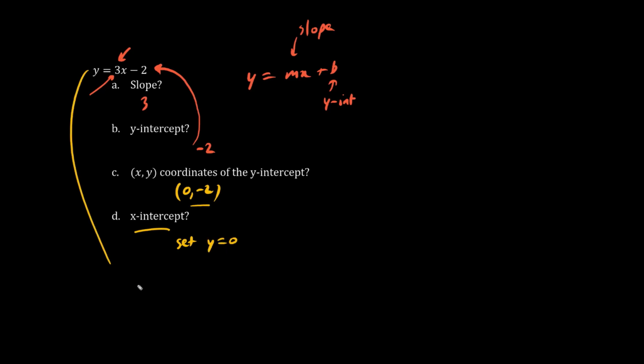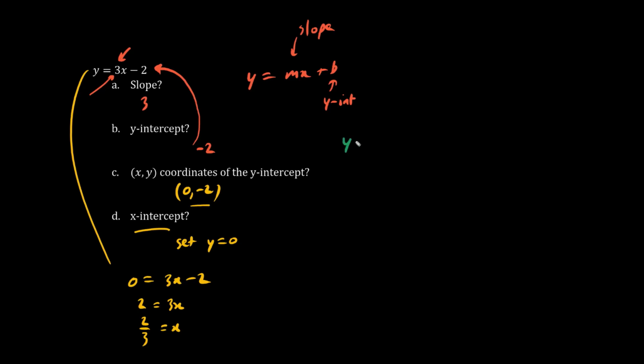So look at the equation here. We have 0 equals 3x minus 2. We use algebra to isolate for x. 3x equals 2. And we divide both sides by the coefficient of x, 3. We get x equals 2/3. So now let's graph this to see what's happening.